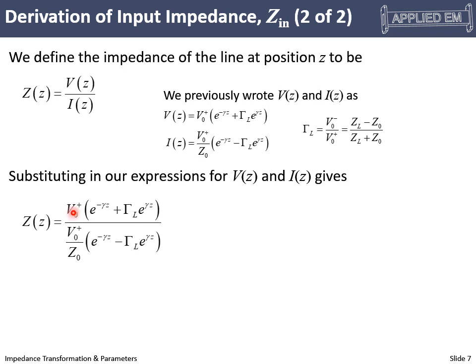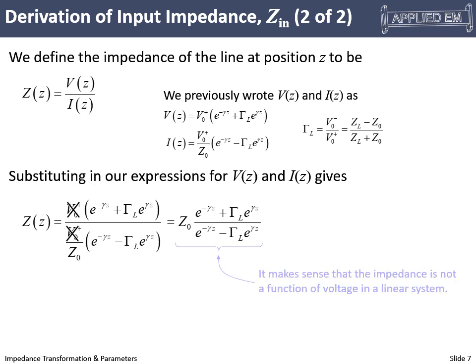Now at this point, we recognize we have a V0 plus in the numerator and denominator. We can cross that off and end up here. Notice this final equation is not a function of voltage. This is what we were expecting. The impedance of a line should not be a function of voltage. If it was, then something nonlinear is happening here, and we're only doing linear stuff. So the fact that the voltage does not appear in that equation and the current does not appear in that equation is a good sign that we have a correct answer.